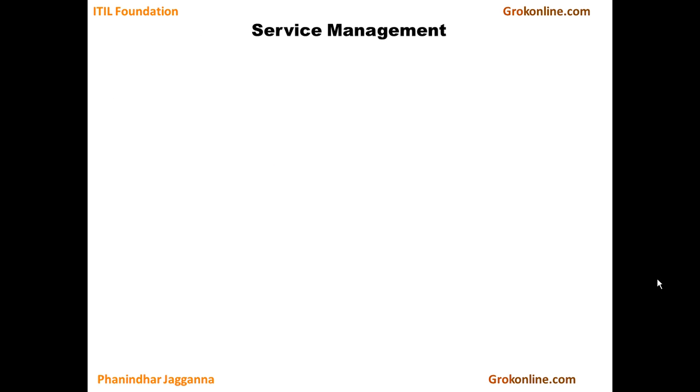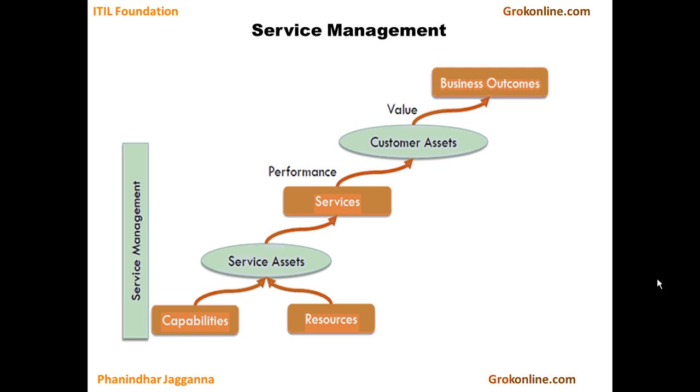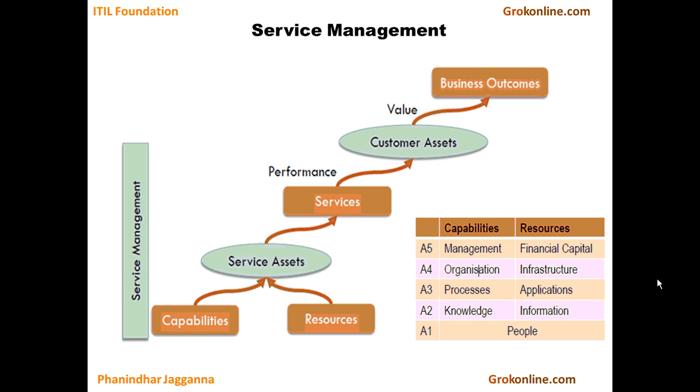Service management: if you remember the earlier videos, we were talking about what resources and capabilities are. Resources are all direct inputs, such as financial capital, infrastructure, applications, information, and people, whereas capabilities would be management, organization, process, knowledge, and some resources, the human resources who got trained to do a specific task. So people is the one thing which comes out in both resources as well as capabilities. But the point to be noted is that whether it's capabilities or resources, both come under the service assets. And the service assets is what provides the services.